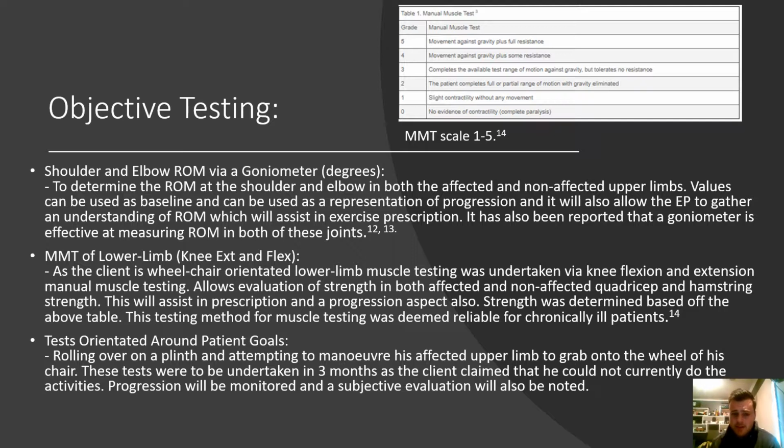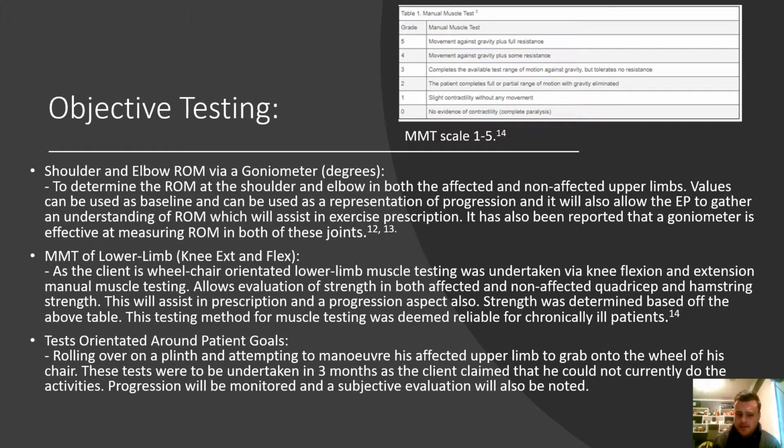We first started off by getting shoulder and elbow range of motion, which was undertaken via the goniometer. This test was undertaken to determine the range of motion on the affected and non-affected joints. These values could be used as a baseline to show progression to the client and can also assist the EP in exercise prescription. It was reported by evidence that the goniometer is actually effective in measuring range of motion in both the elbow and the shoulder joint.